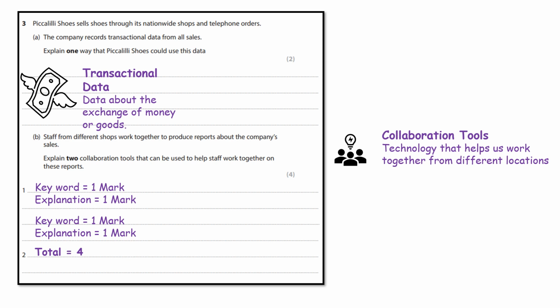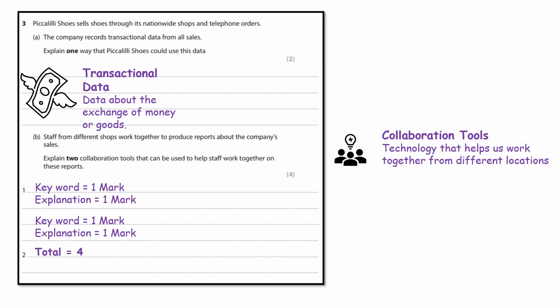Question 3. So at this point you should have now checked your marks for question 2, and you should have a running total of how many marks you're up to. For this particular question we're onto a new scenario. It says that Piccadilly Shoes sells shoes through its nationwide shops and telephone orders. The company records transactional data from all sales. Explain one way that Piccadilly Shoes should use this data.